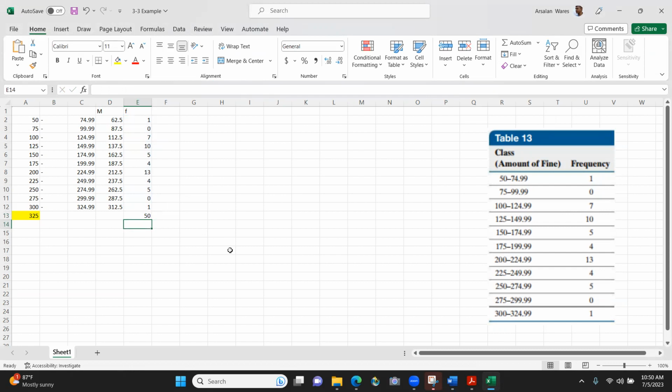Okay, sounds good. And let's see, I'm going to hit save. So what I'm going to do, I'm going to multiply this midpoint by its frequency. And I'm going to do the same for the rest. And that's why we like Excel. I'm going to add it up.